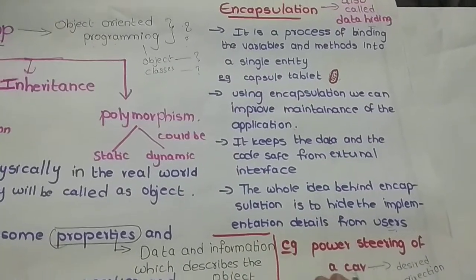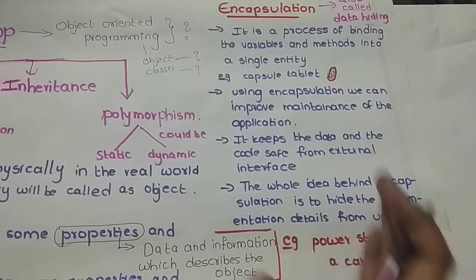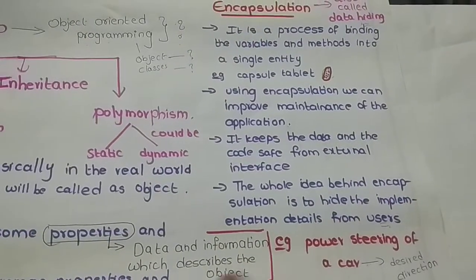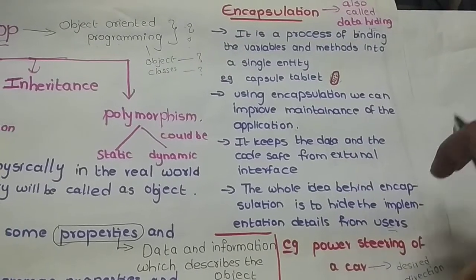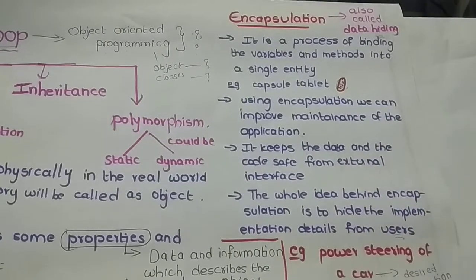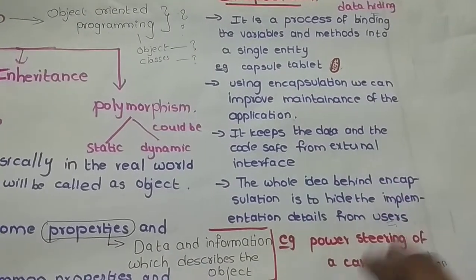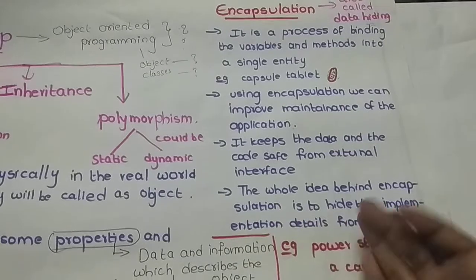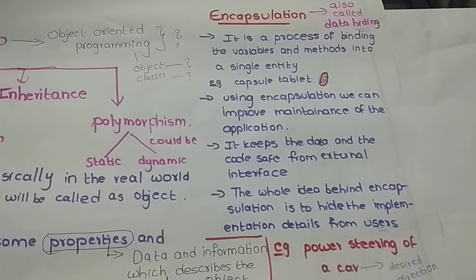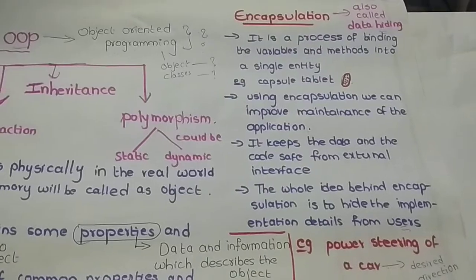In the external world, what we observe is that the car moves in the left direction or the car moves in the right direction. But we actually don't know what happens internally inside the components of that steering engine. That means for the outside world, only the interface is available, and the rest of the complexity, what happens inside it, is hidden. We don't know what happens inside it. So the power steering of a car is one example of encapsulation.